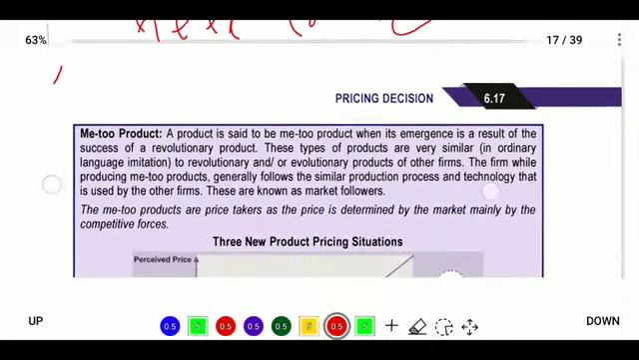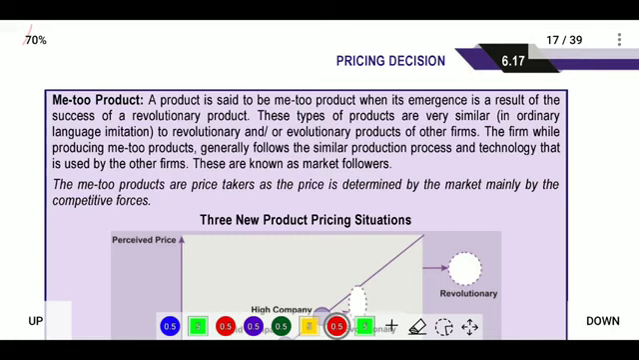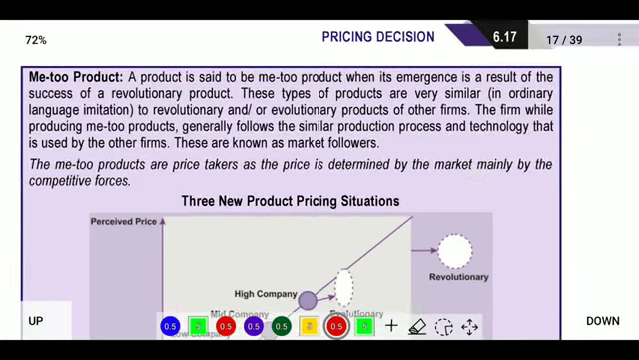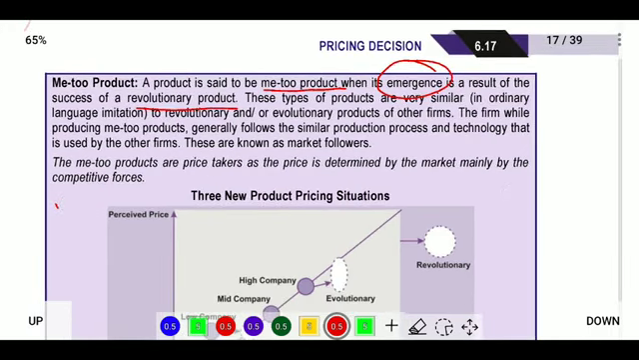Next, the Me Too product. This Me Too product is a price taker. Here the price is determined by the market, mainly by the competitive forces. Based on those competitive forces you will decide the price. A Me Too product emerges as a result of the success of a revolutionary product. These products are, in ordinary language, imitations of revolutionary and evolutionary products of other firms.